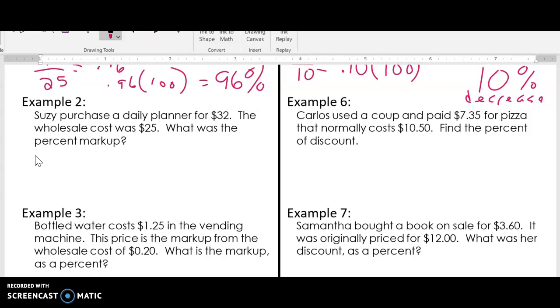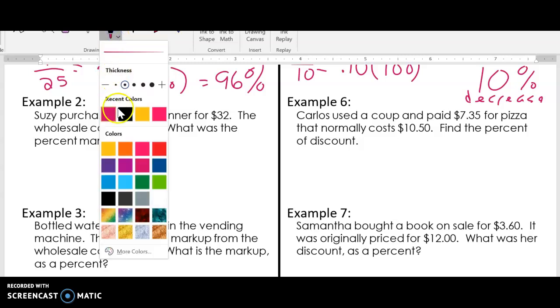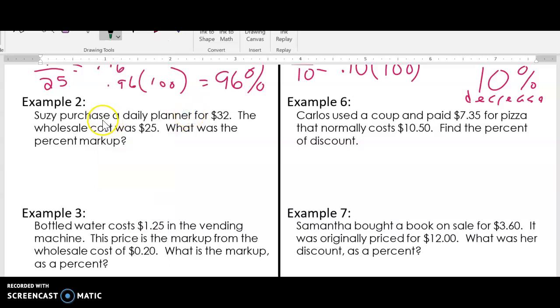Continuing on. Example, oh, these are funky ordered. That's okay. I'm going to go across. We can do 2, 6, 3, 7. All right, so changing colors to change it up a bit. All right, Susie purchases a daily planner at 32. The wholesale cost was 25. What was the percentage markup?